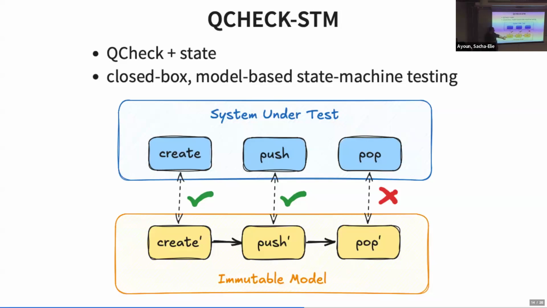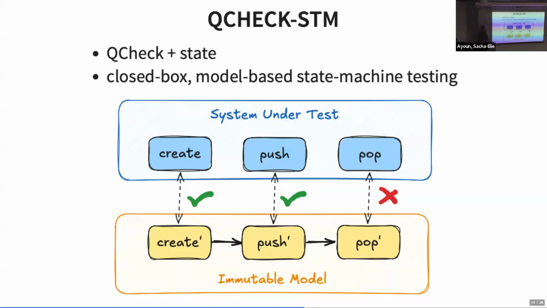So for creating, there's usually not much to compare. If I push a value onto a stack, there's also not really much that I can compare, because it's a closed box, so I don't really see what's happening on the inside of these data types, right? But when I pop a value, then I can compare whether what I get back from my stack and what I get back from my immutable model is the same value. And if not, then I can report this to the user.